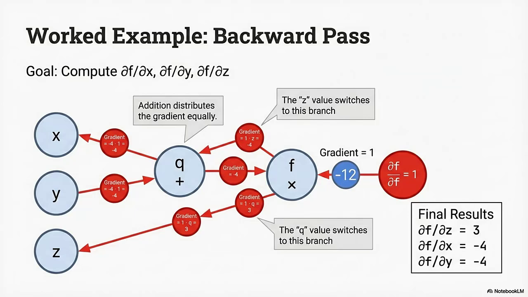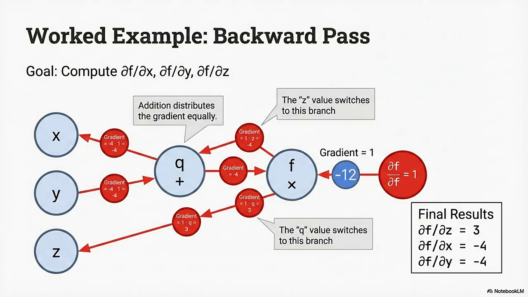And now for the backward pass. We always start at the very end with an initial upstream gradient of 1. At the multiplication gate, the chain rule tells us to multiply this upstream gradient by the local gradient of that gate. For a multiply gate, the local gradient for one input is just the value of the other input. So the gradient flowing back to q is 1 times z, which is -4. The gradient for z is 1 times q, which is 3.